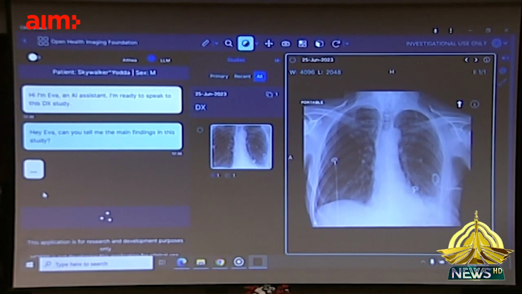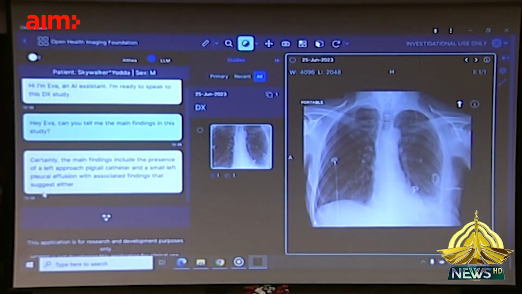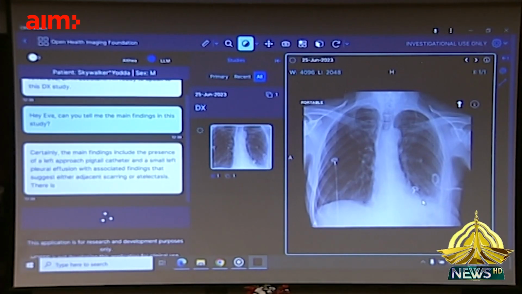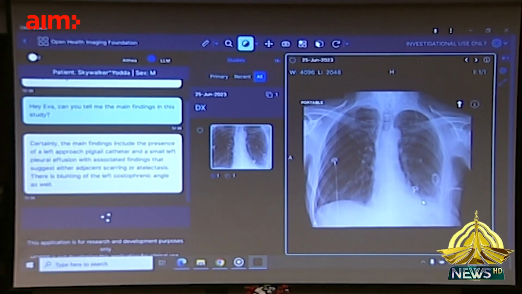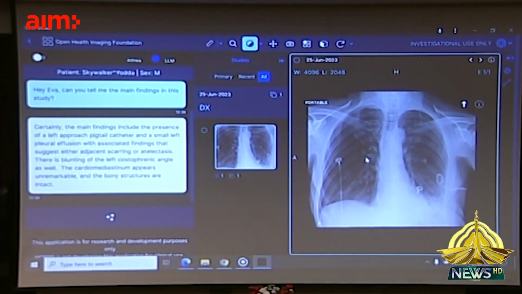Hey, Eva, can you tell me the main findings in this study? It's going to process. Request going all the way. Certainly, the main findings include the presence of a left approach pigtail catheter and a small left pleural effusion with associated findings that suggest either adjacent scarring or atelectasis. There is blunting of the left costophrenic angle as well. The cardiomediastinum appears unremarkable and the bony structures are intact.